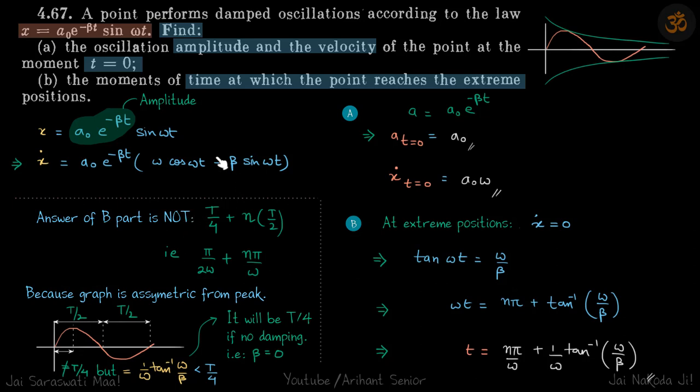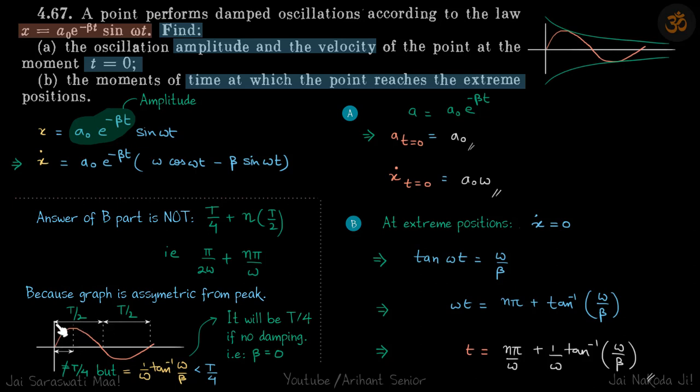Now let's compare that with the normal oscillation. If this were a normal sine curve and they asked the time at which the point reaches the extreme, the first extreme is reached at T by 4. The next extreme is reached at T by 4 plus T by 2, then again plus T by 2, and so on. So in that case, our answer should have been T by 4 plus n times T by 2. But that is not the answer here, because the graph is asymmetric from the peak. A normal sine curve is of course symmetrical from its peak, but this is not.